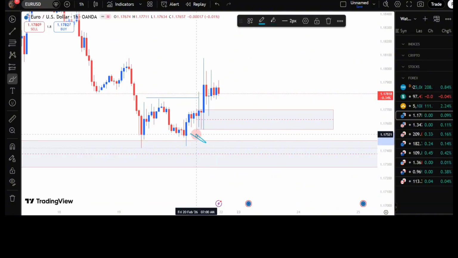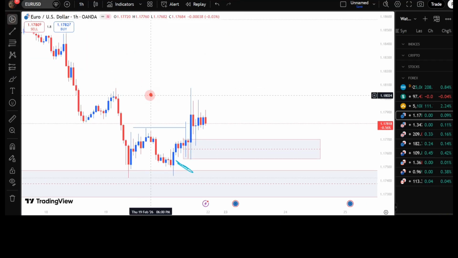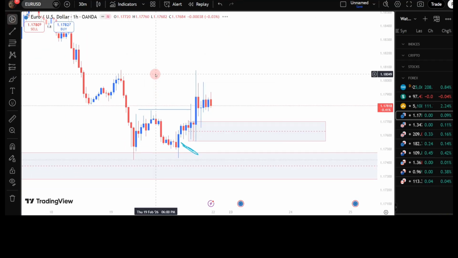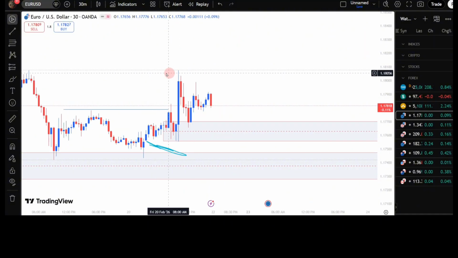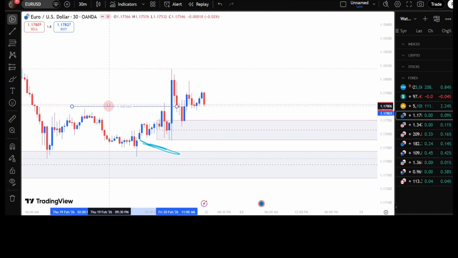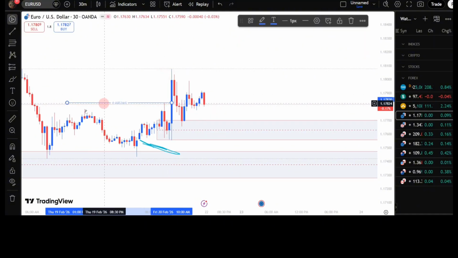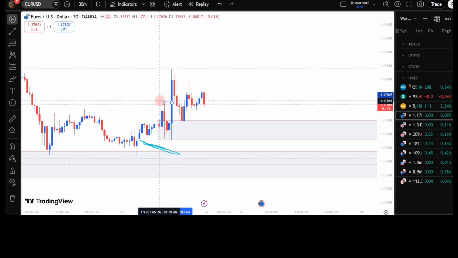Area, I wouldn't like to see it get here again if it's actually bullish. So we have that on the 1 hour, scale down to the 30 minutes. We have this also. It would have been a perfect trade.